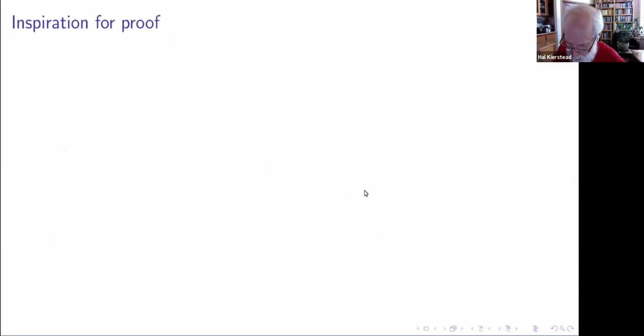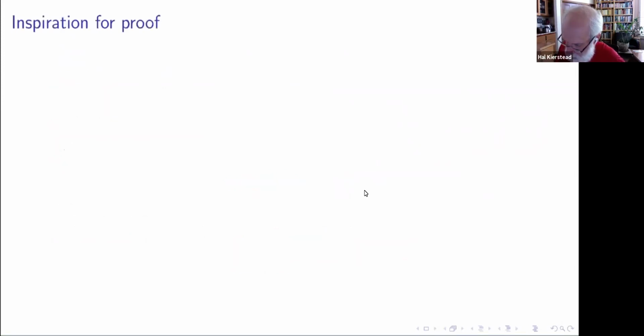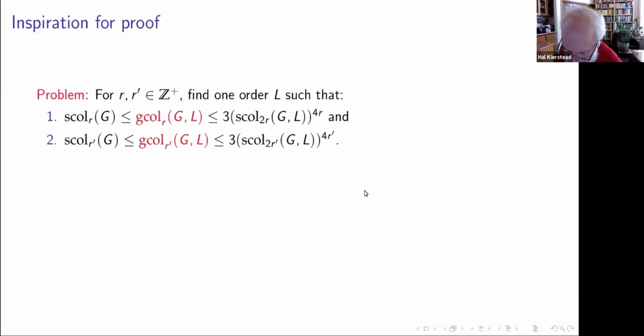So let's talk about the inspiration for the upper bound. Okay, again, I'm only going to look at two values. So supposing we have an R and R prime given to us. And what we're trying to do is find one ordering that works for both of them, in the sense that there's an upper bound.